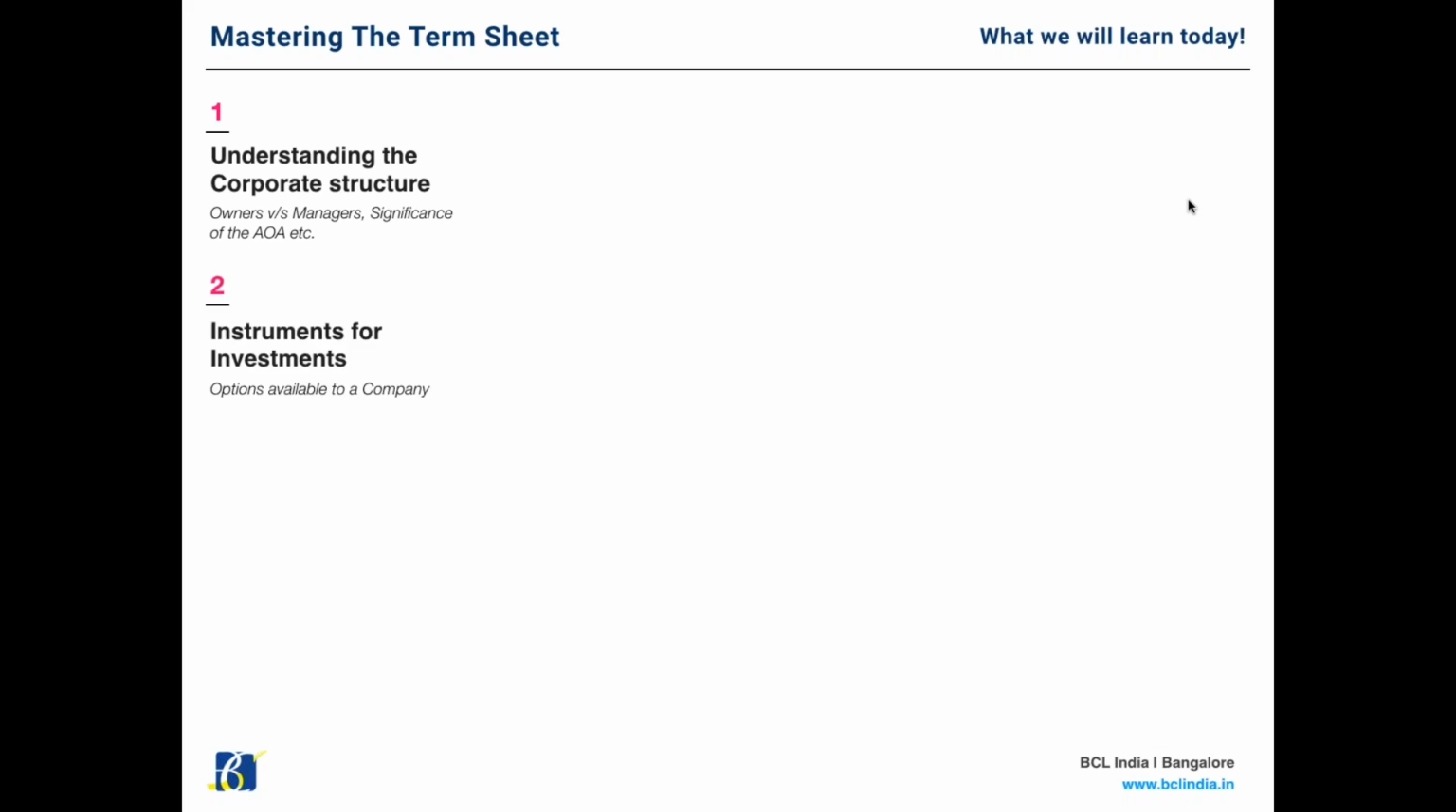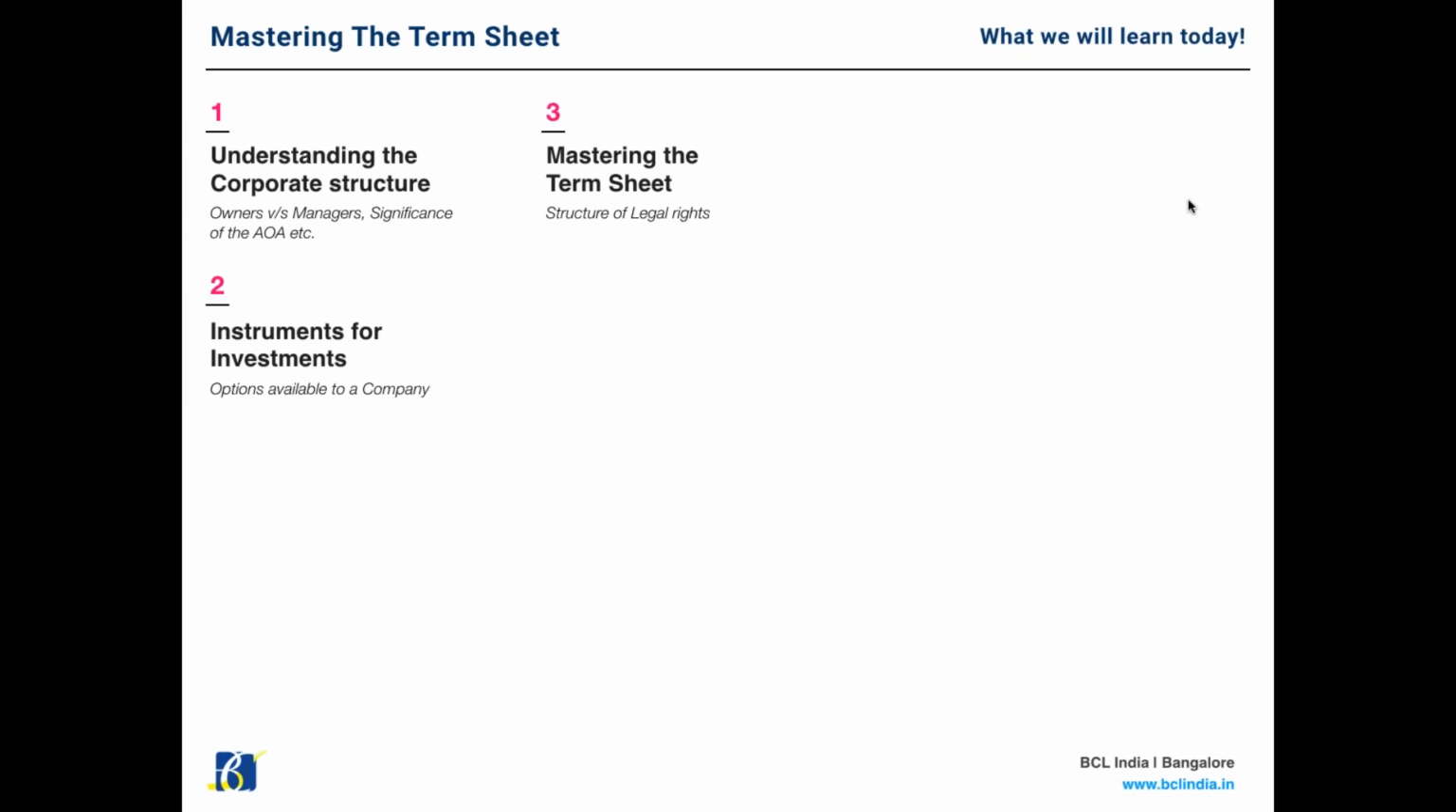What are we going to learn today? I have broken the whole presentation into three parts. First, we get the corporate structure. We understand what the corporate structure is. We get our foundation, and here we will look at who are the owners, the difference between the owners and managers, and what is the significance of the articles of association. We shall then look at what are the different instruments that are available to a company to receive money. And once we understand these two, we get into the legal terminology.